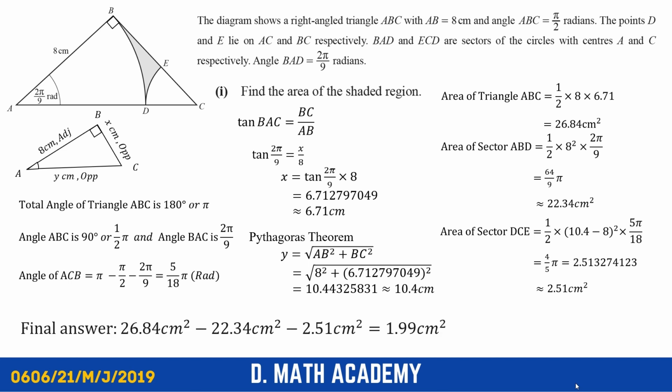So I took the total area minus the two sectors' values, then I get 1.99 centimeters squared as the shaded region.